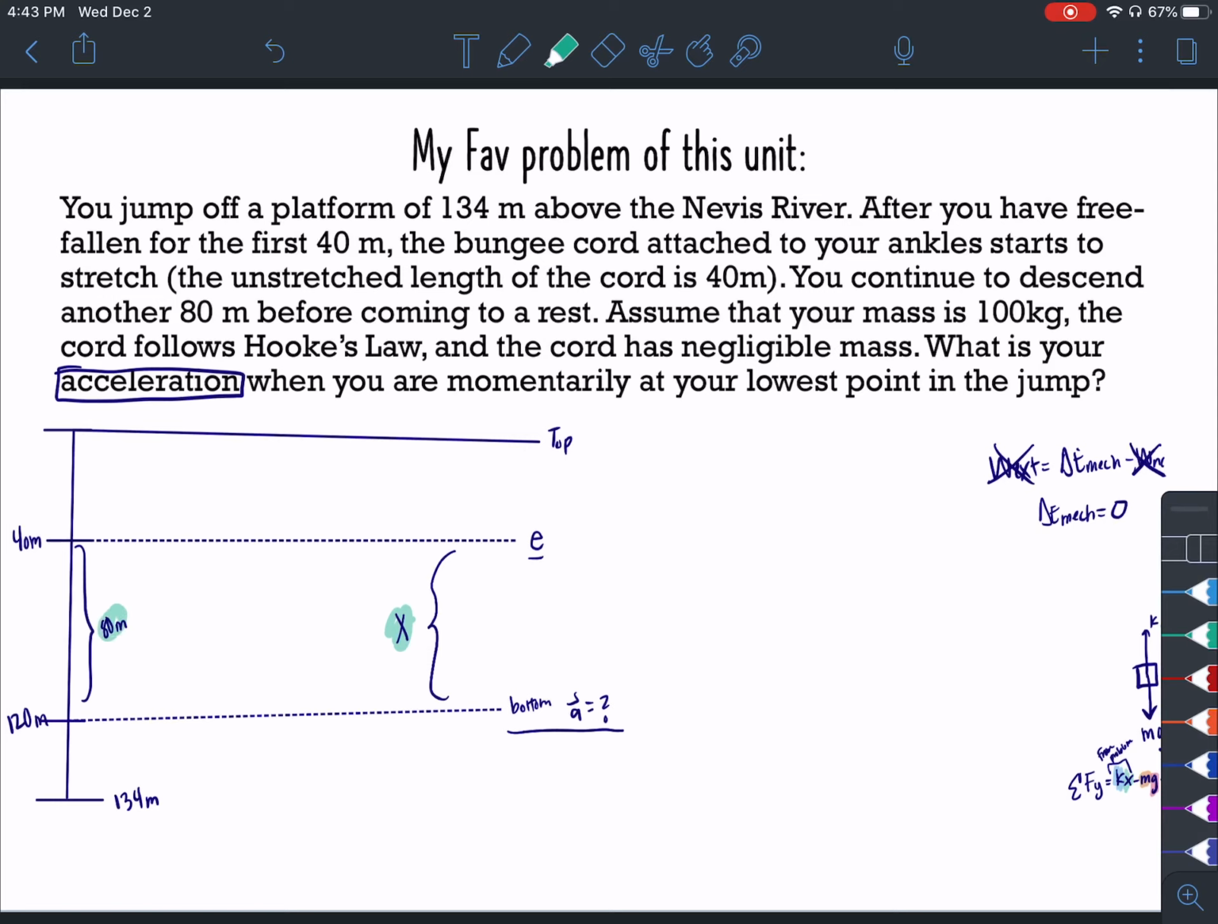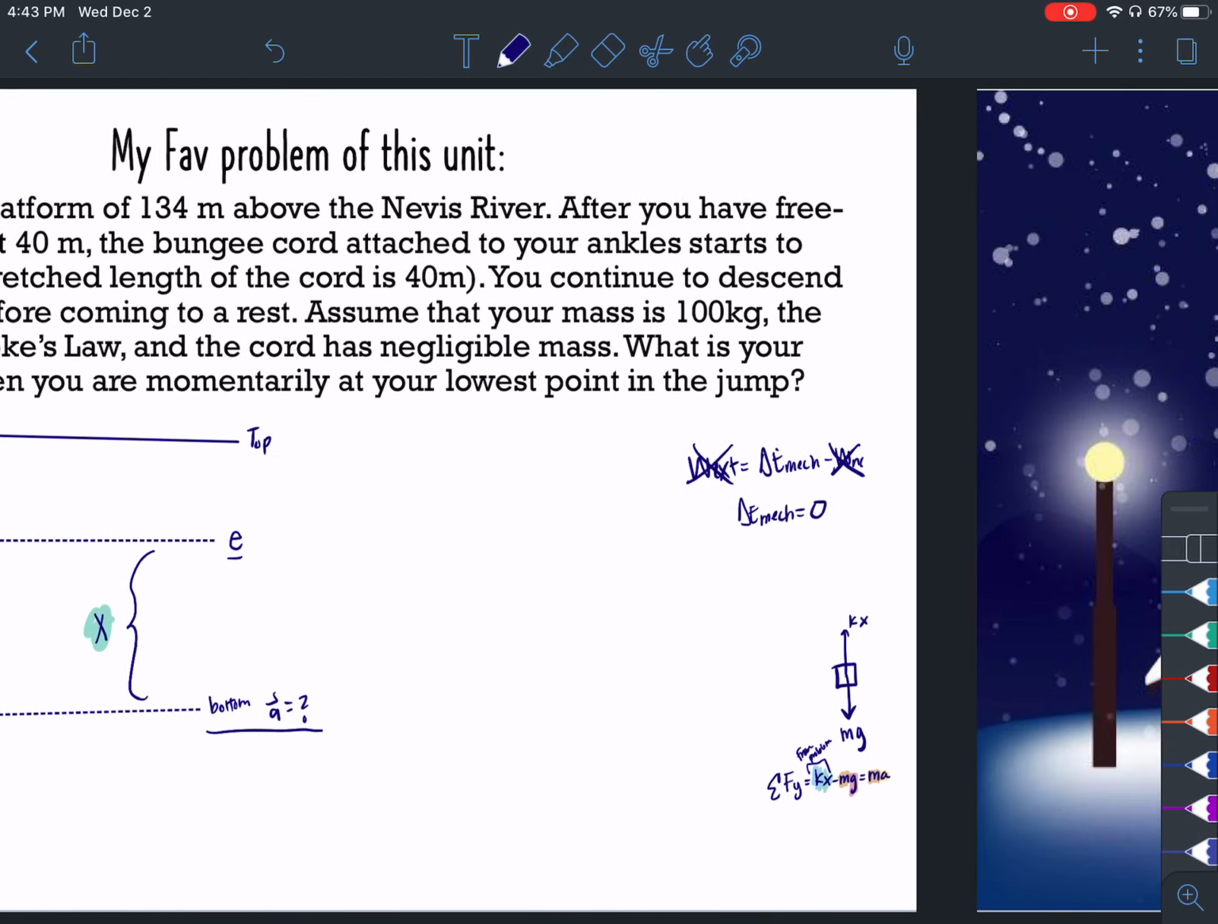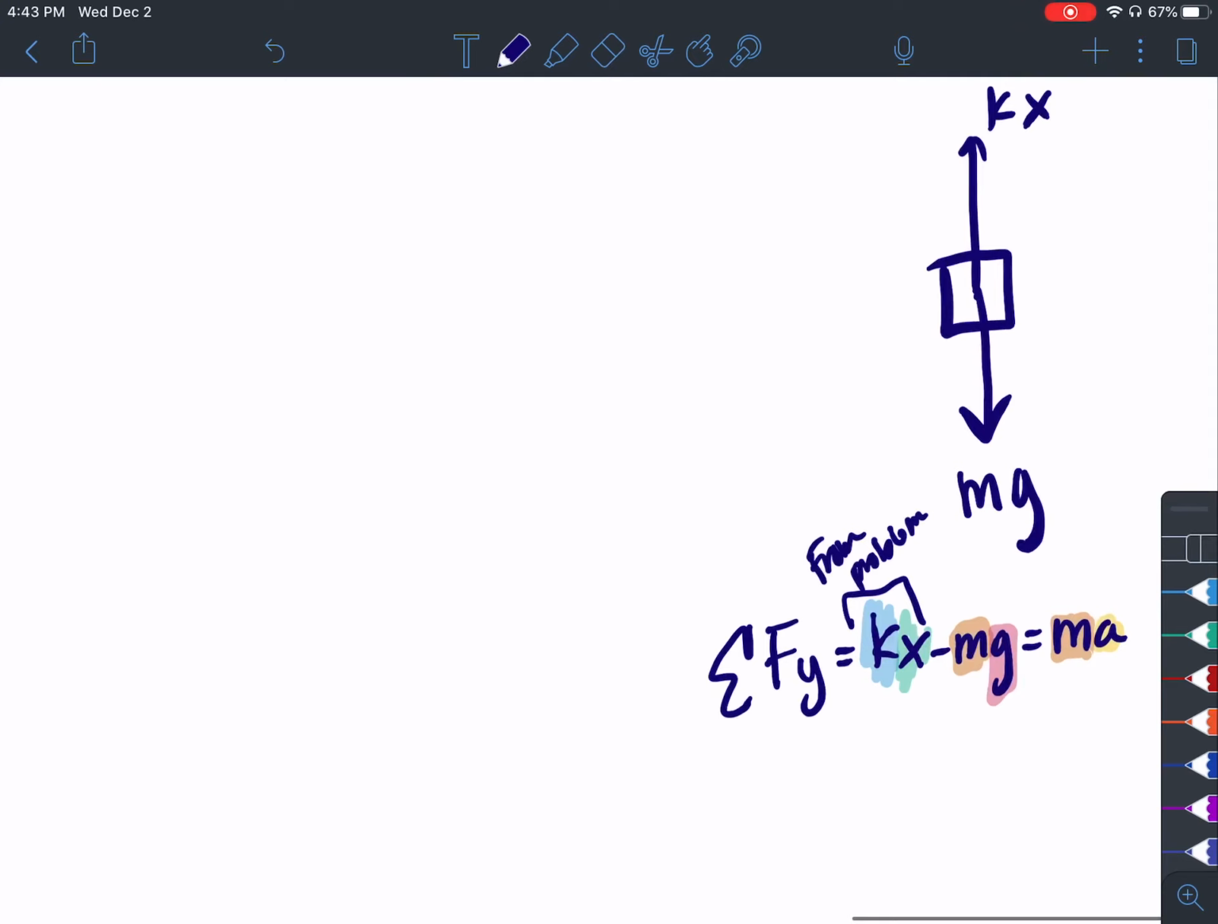X is just 80. So simply by interpreting the problem and drawing my diagram out, I can immediately see that X is going to be 80. So we can come over here and actually say in our problem, it's really hard when you have to keep switching sizes on us. All right, there we go.